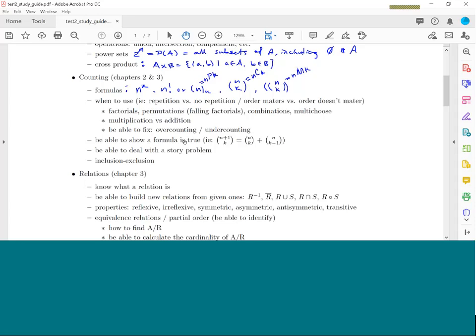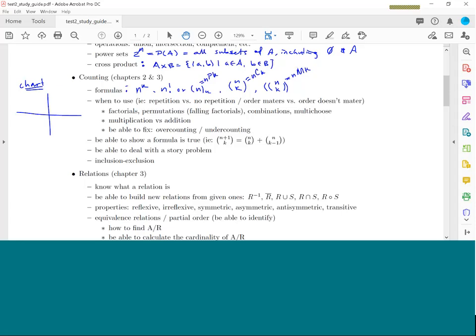And we actually had back in, I can't remember if it was the last day we talked about counting, a little chart that we had. I would definitely recommend when you're studying to write that chart down somewhere and fill in the blanks. This is where repetition, no repetition, order matters, order doesn't matter, and you can fill in all of these into the appropriate block. It is probably one of the easiest ways to remember all of this stuff as opposed to writing it all out in a list. Okay.